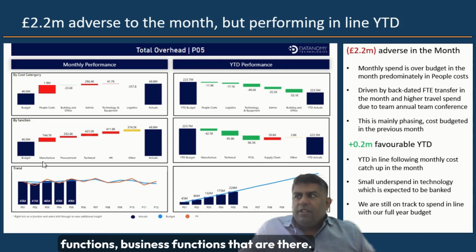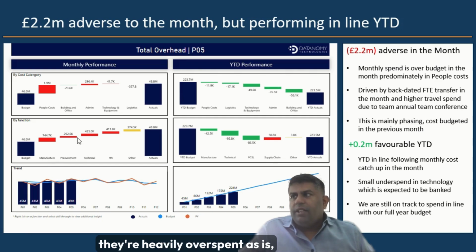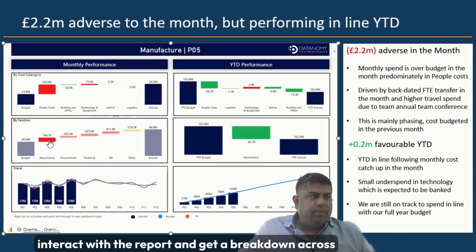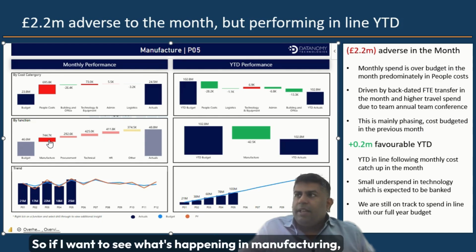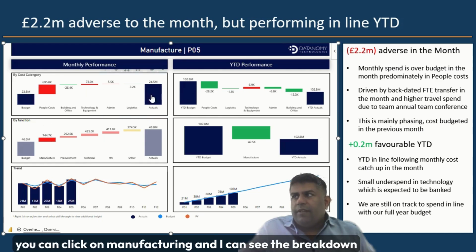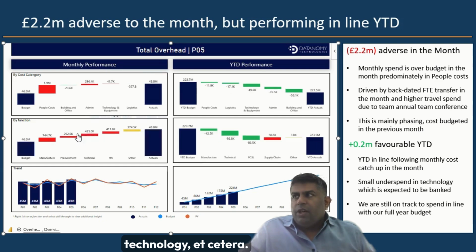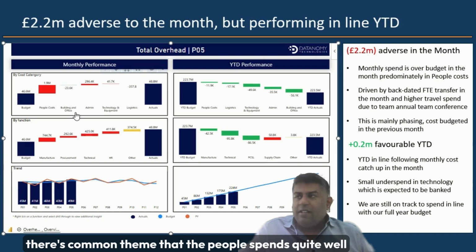So you can see there's manufacturing that looks like they're heavily overspent, as is the HR team here as well. What's great about Power BI is you can quickly interact with the report and get a breakdown across the piece. So if I want to see what's happening in manufacturing, I can click on manufacturing and I can see the breakdown of how much of their variance is driven by people cost, how much is building and offices, technology, etc. And so I can see that across the different departments. And you can see here there's a common theme that the people spend is quite heavily overspent.